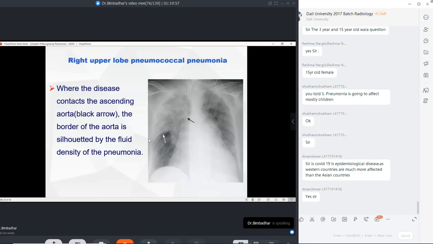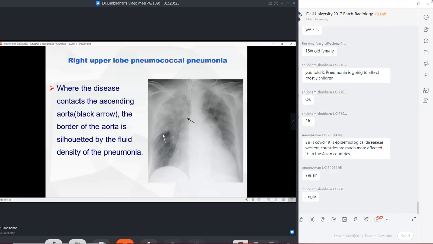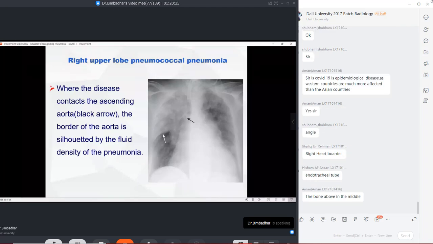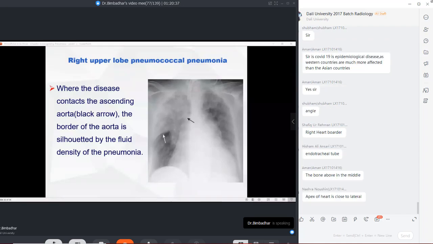Can you find two other findings in this X-ray? Can you tell me what the two other findings are? There are two other findings in this patient. There are three or four angles. Okay, there is the presence of an endotracheal tube. Perfect.